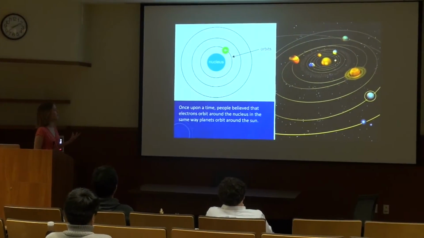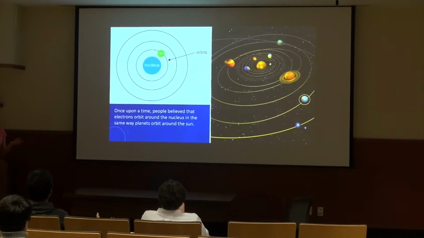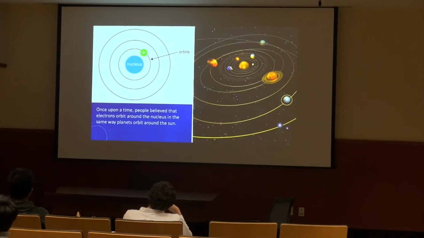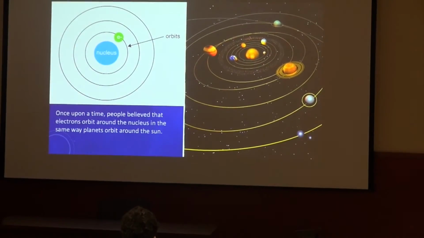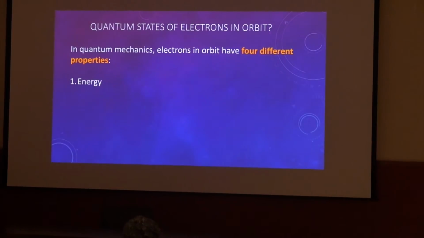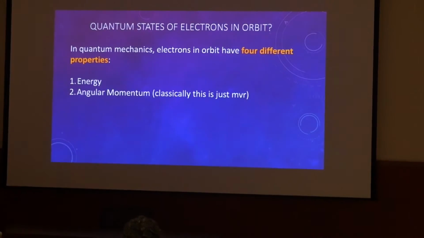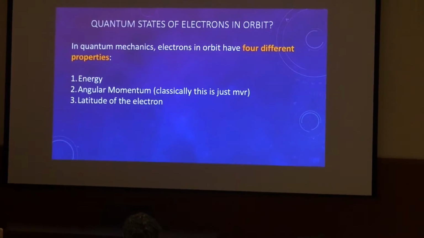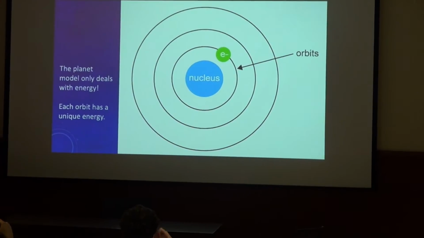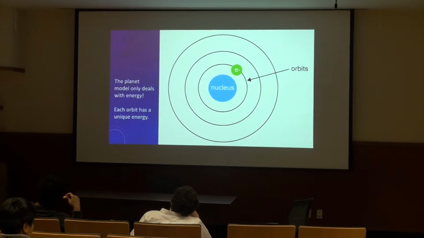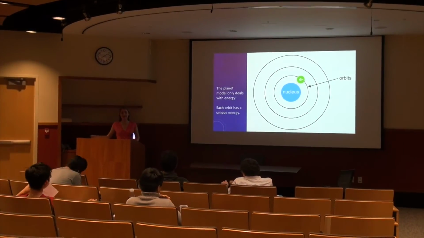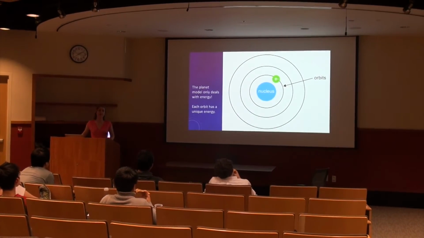At one point we thought, and in middle school this was how they taught it to me, that electrons just orbit around the nucleus, like planets. Very cute, very easy for middle schoolers to understand. But unfortunately that is not true. In quantum mechanics we know that electrons have 4 different properties: energy, angular momentum, the latitude of the electron, and spin. So this describes energy. Do you see how that would describe energy? Would a particle that is closer in or further away have more energy in a closer orbit?